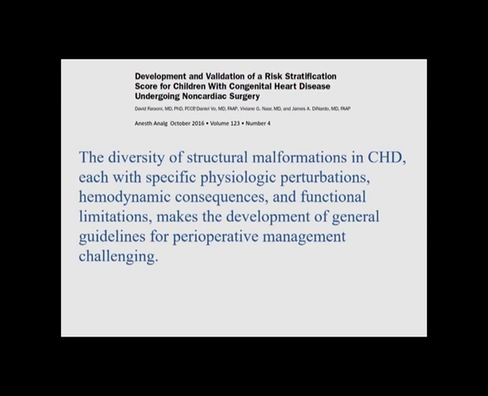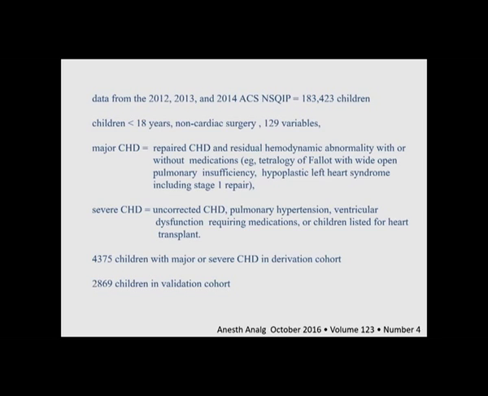study that was published, and that's a retrospective analysis of the National Data Bank from the American College of Surgeons, the NSQIP, where all data are entered from children's hospitals, children under 18 years who come for non-cardiac surgery and have congenital heart disease. And this data bank looks at tremendous variables, 129 different variables.